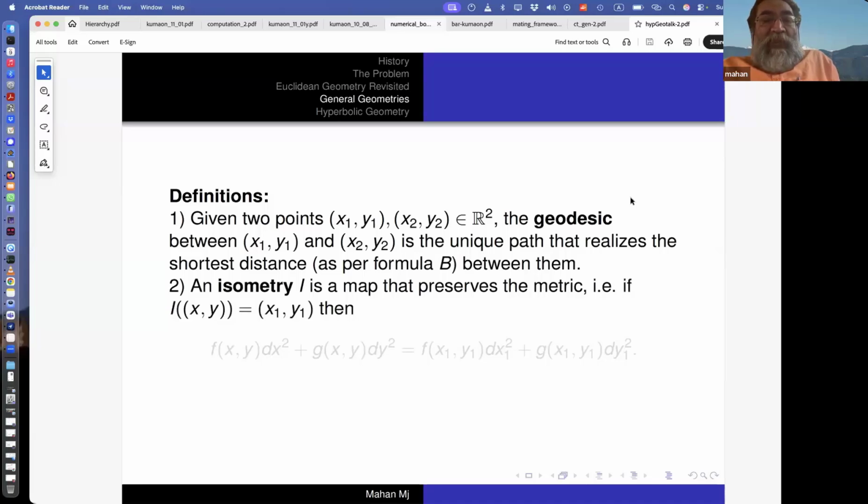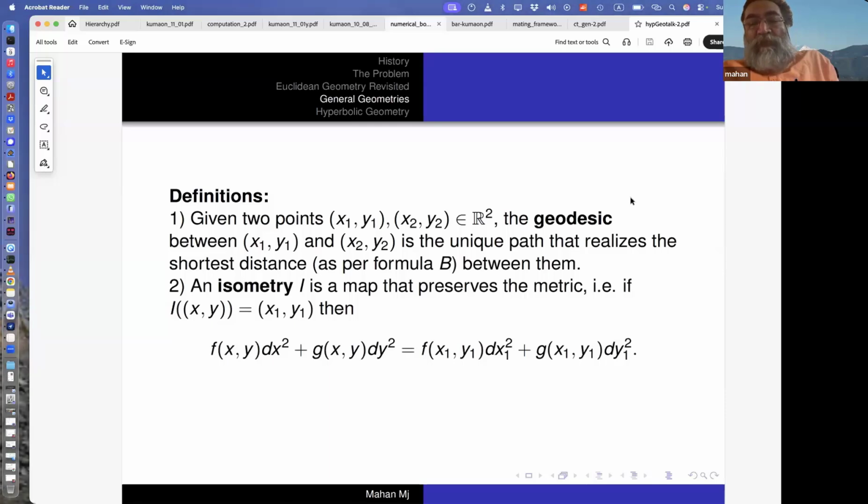If it takes x, y to x1, y1, then you look at the formula on the left side, which is f of x, y dx square plus g of x, y dy square, which is the square of the infinitesimal length. And what this says is that you change the variables x, y to x1, y1, then the same infinitesimal length is preserved. f of x1, y1 dx1 square plus g of x1, y1 dy1 square is the same as the length of an infinitesimal segment before the change.